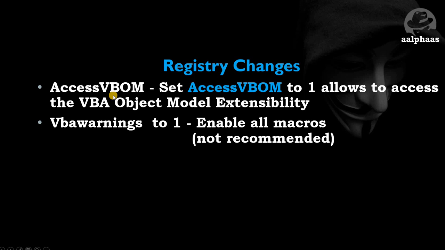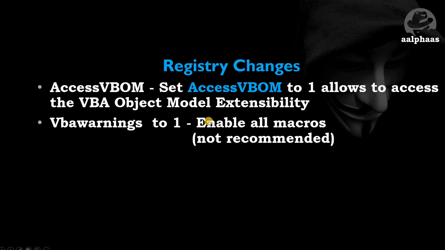Access VBOM or VB object model setting to 1 allows us to access the VBA object model extensibility. So even if you added the references to our project, if you want to access functionalities of VB object model extensibility, your security settings should not block you. So we make this value 1 just at the time of coding, and once we are done with everything, we are setting it back to the previous values. I'll show you that in the code.